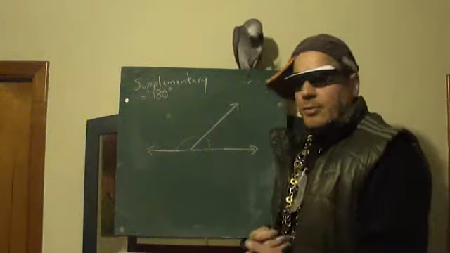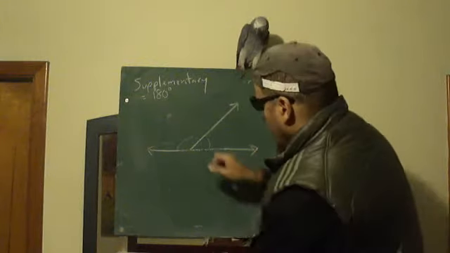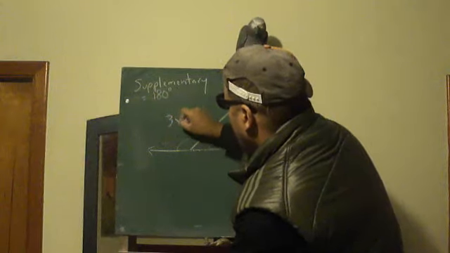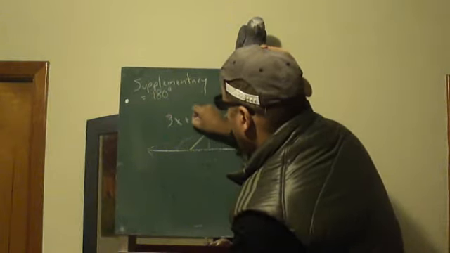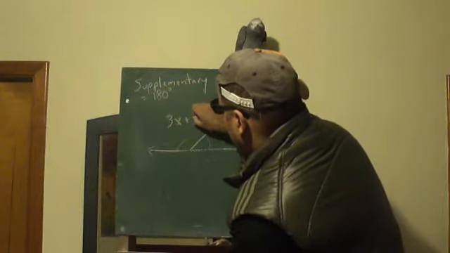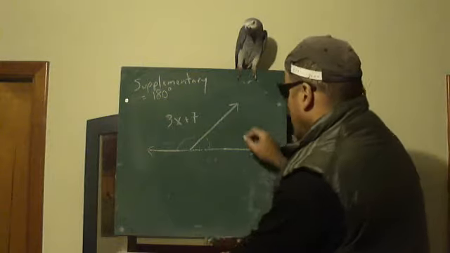See that line? Naturally, this angle plus this angle, okay, it covers that whole space there, so that would make 180 degrees. Okay? So let's imagine this angle here is called 3x plus 7. Okay? And let's say this angle here is 2x minus 2.